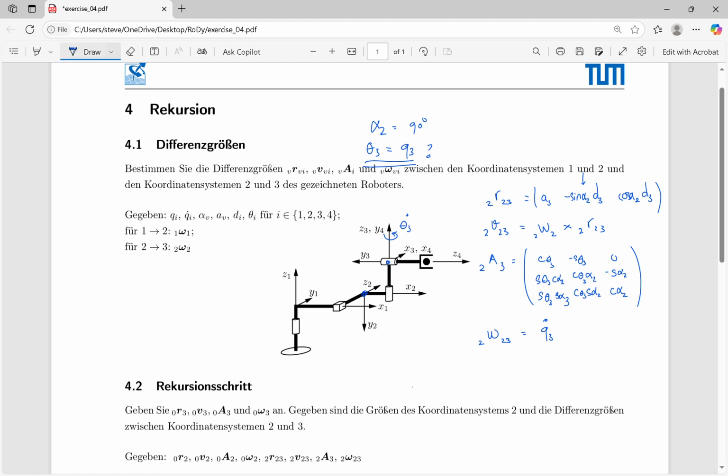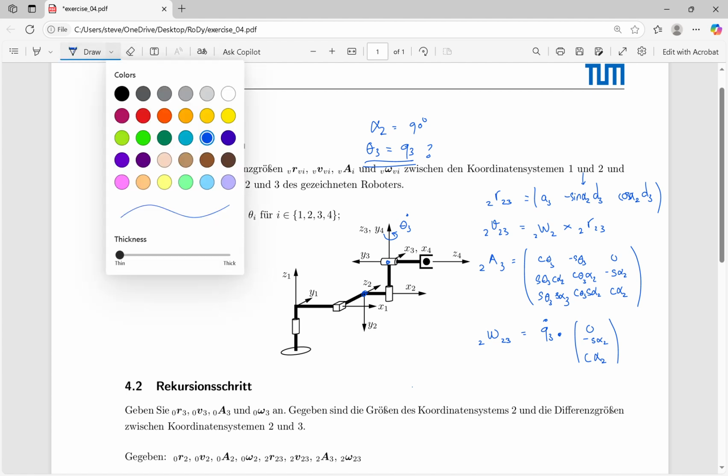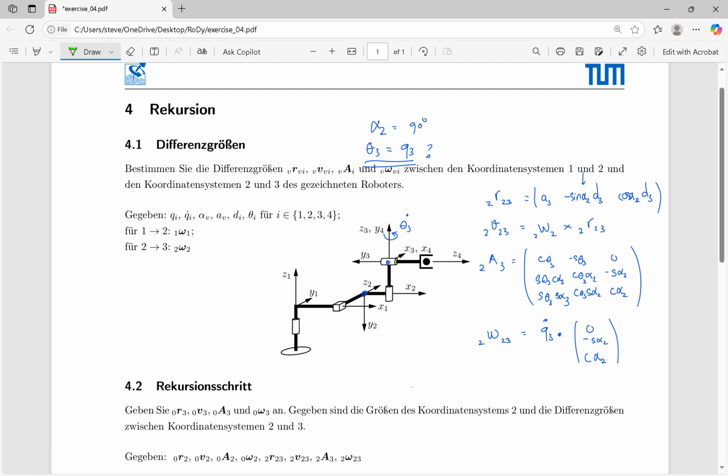If you actually want to write it in 2's coordinate system, the EZ here has to be replaced with, I think, this third column. So there will be 0, sine alpha 2, and cosine alpha 2. To make the transition more clear, I'm just going to be circling that and putting it here.